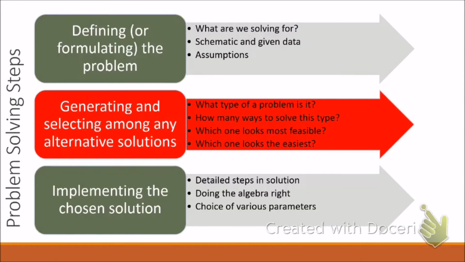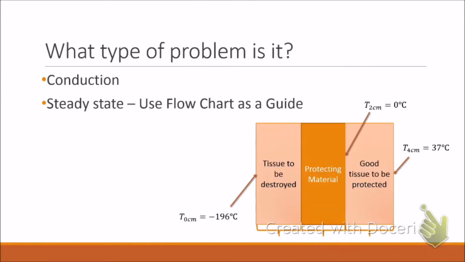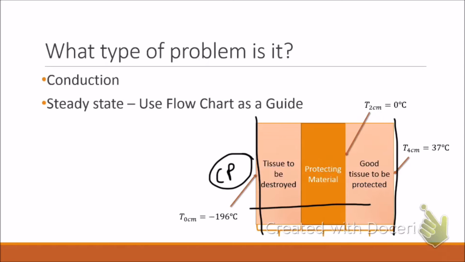Now that we've fully defined the problem, we need to consider the different ways of solving the problem and choose the most appropriate solution. Now we need to determine what type of problem we're solving. So we know that there's a cryoprobe that's holding this surface at minus 196 degrees Celsius. And we know that this surface is 37 degrees Celsius. So there's clearly some temperature gradient here that is causing heat to be lost in this direction.